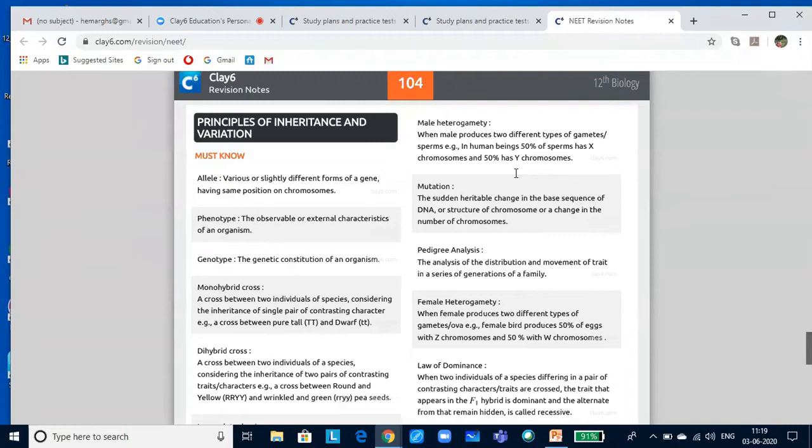Now I'm going to start with what is inheritance and what is variation. Genetics, you know, is the study of heredity and variations. The term genetics was coined by Bateson in 1905. Genetics is generally of two types. One is forward genetics.